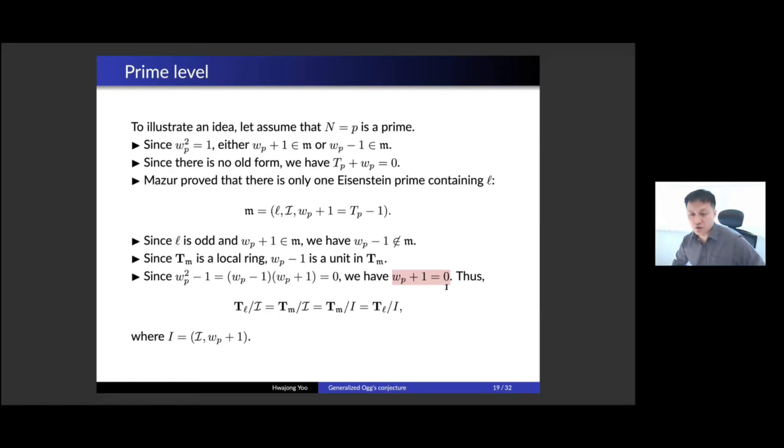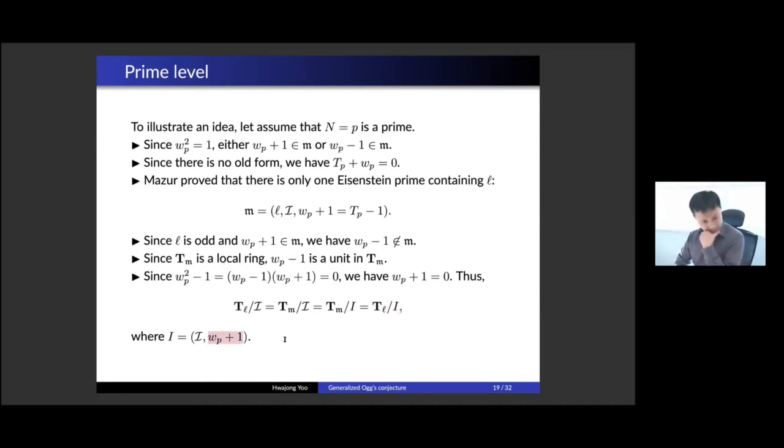This is crucial in our study because we have the equality in the middle. These first two are equal because there is only one maximal ideal, and these two are equal because WP plus 1 equals 0, and these two are equal because Tm is actually equal to TL. So from this one, we get this new one, which contains WP plus 1.